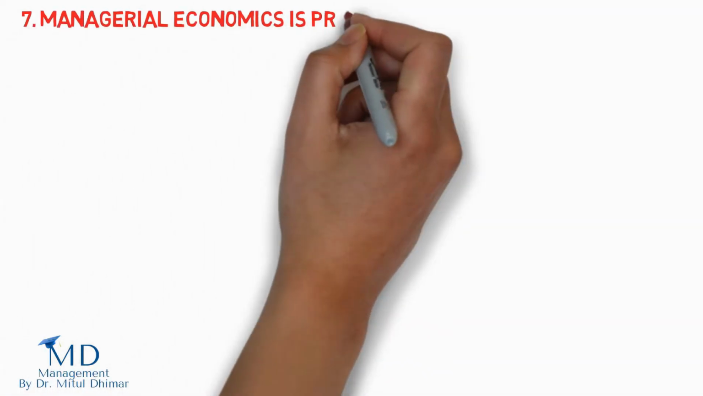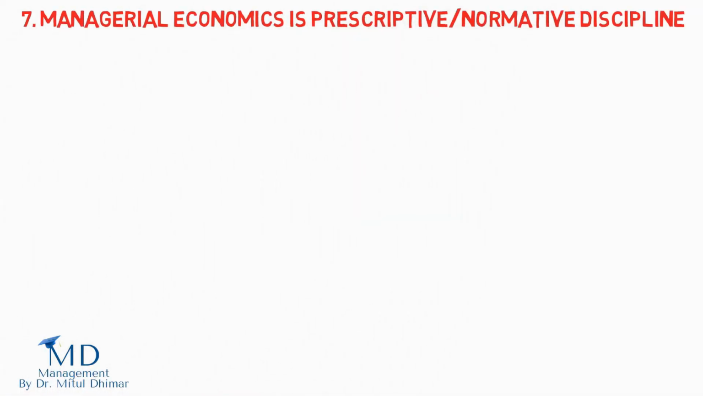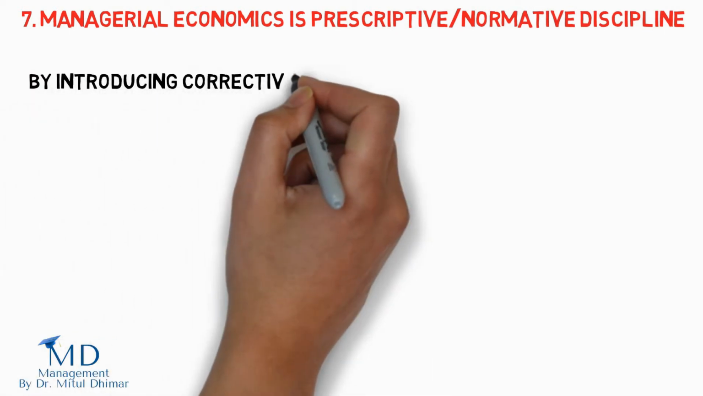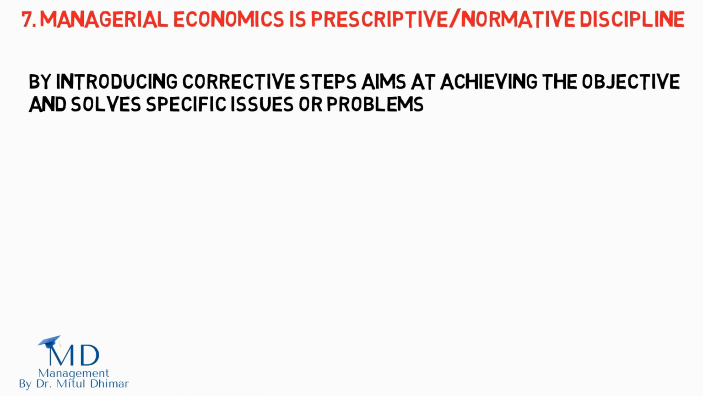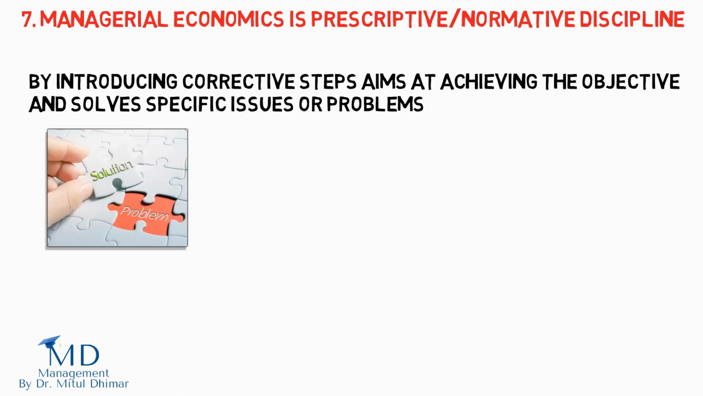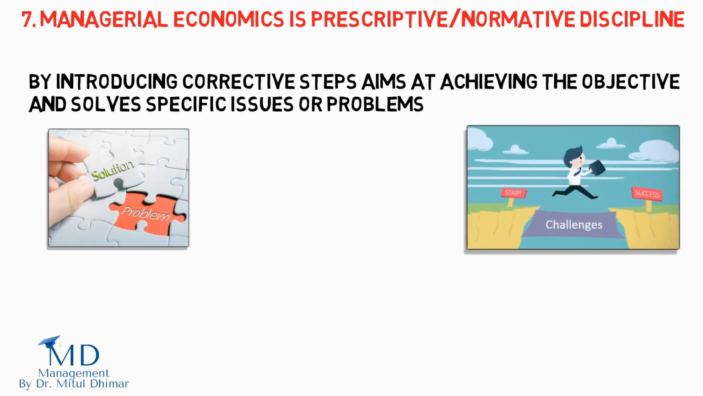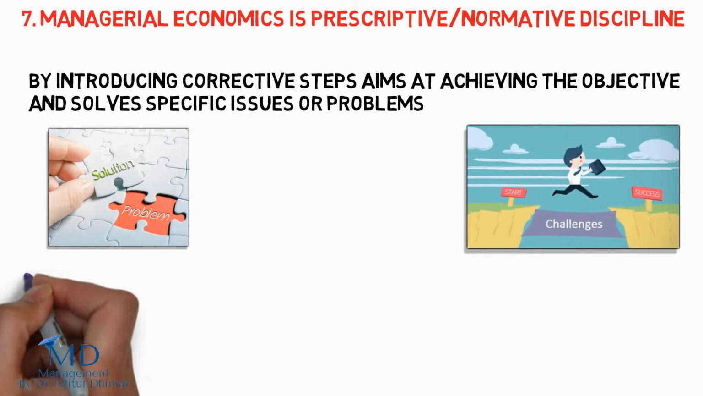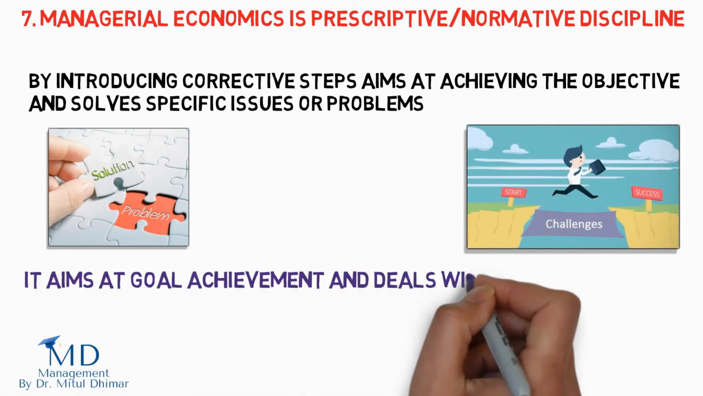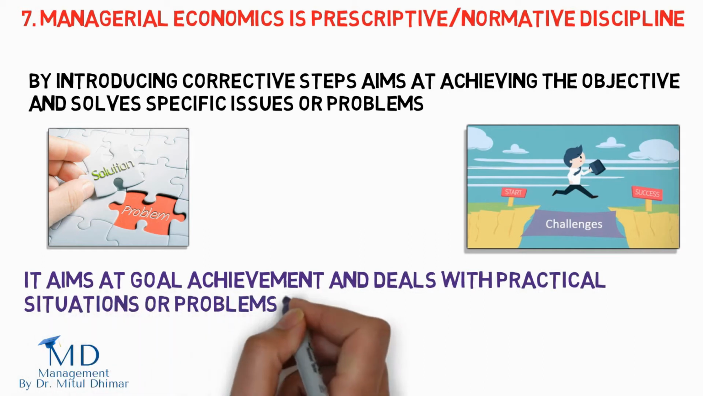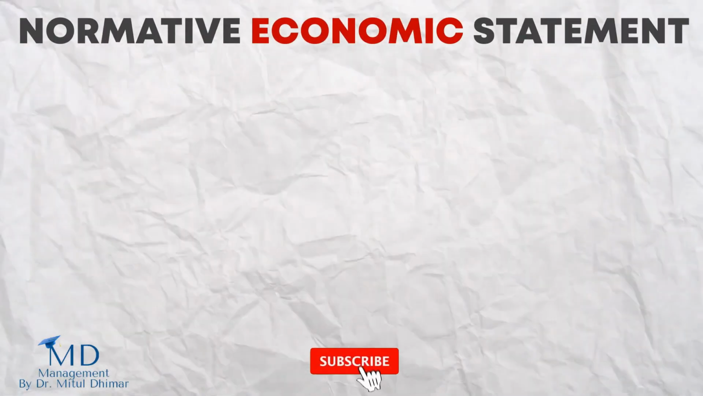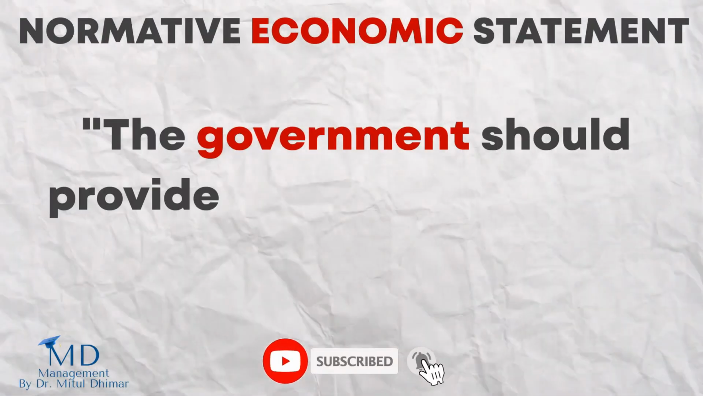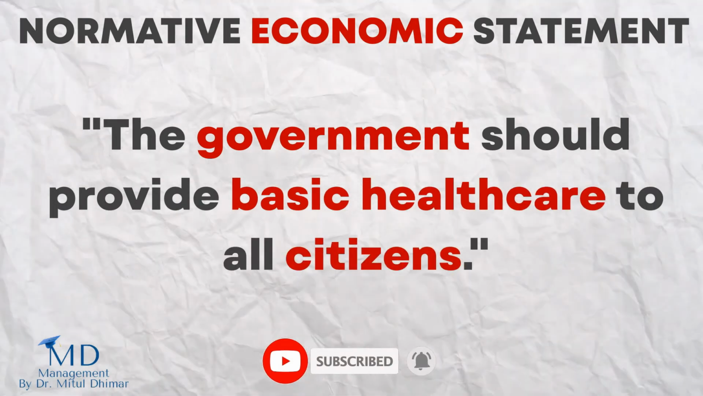Managerial economics is a prescriptive or normative discipline. By introducing corrective steps, it aims at achieving the objective and solves specific issues or problems. The solution to day-to-day business challenges is realistic and rational. It aims at goal achievement and deals with practical situations or problems by implementing corrective measures. An example of a normative economic statement is, the government should provide basic health care to all citizens.